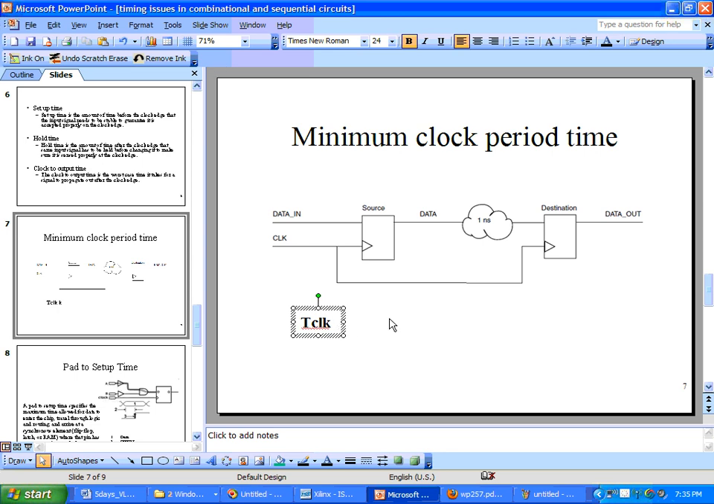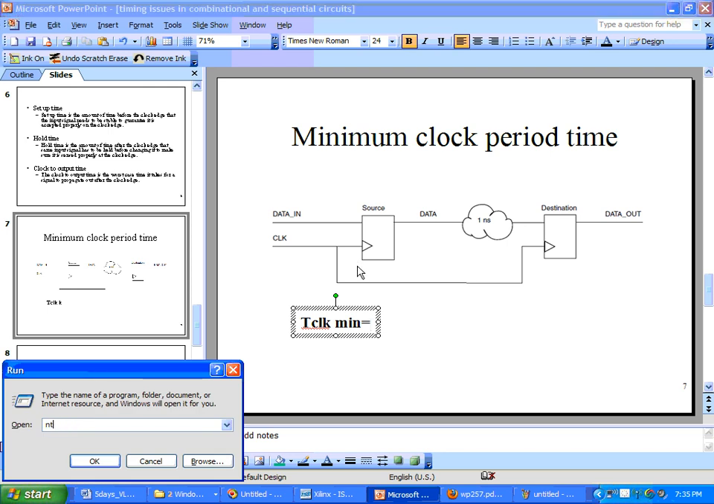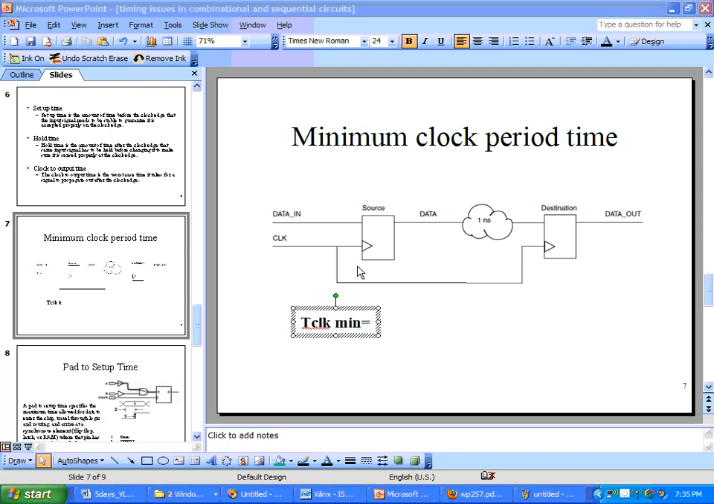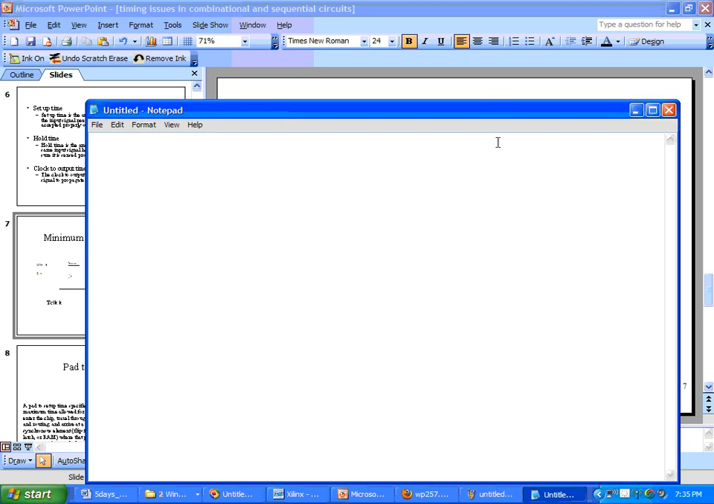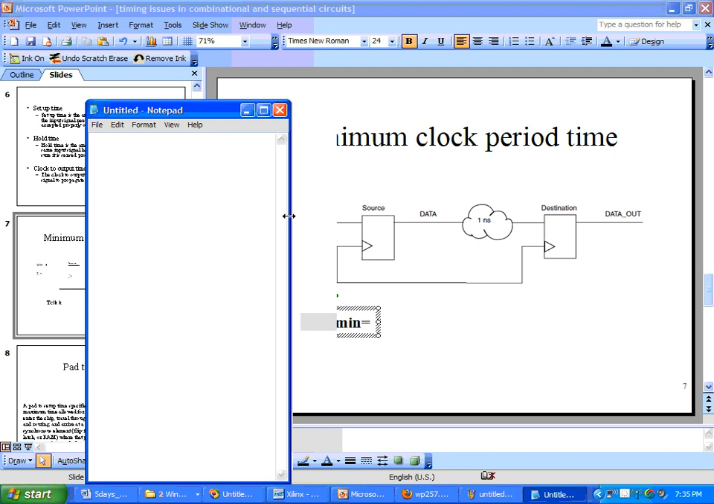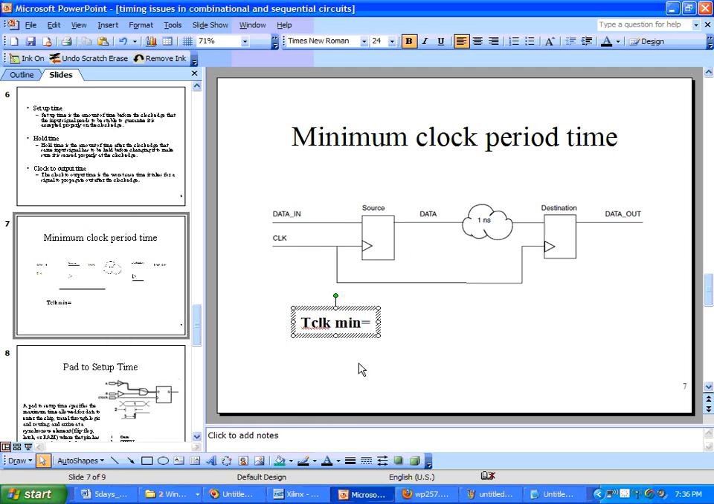TCLK minimum is equal to... To discuss this, we need to take up some example numerics to appreciate how this equation has come up. Okay, let us take some simple example. We have already taken into consideration the delay of the combinational block here. We will write it here itself.